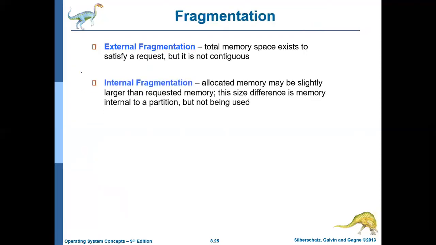This we have already discussed. External fragmentation is the one that is created by variable size partitioning. Totally, you have sufficient memory space: if you combine all the holes, then you have sufficient memory space to satisfy the request of a particular process. But these holes are not contiguous. This problem is called external fragmentation, which is created by variable size partitioning.